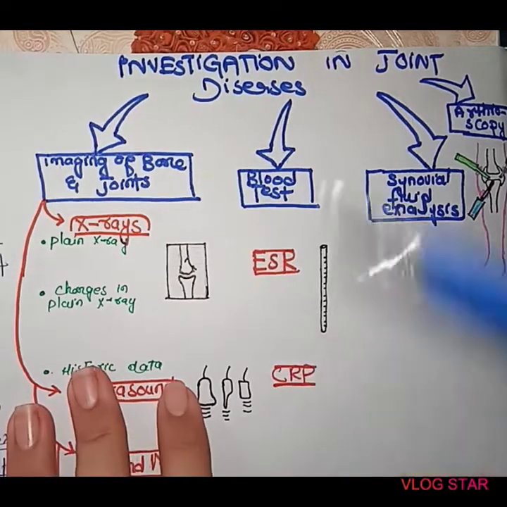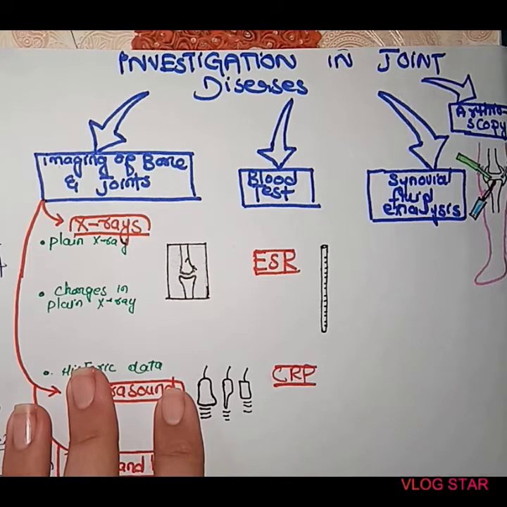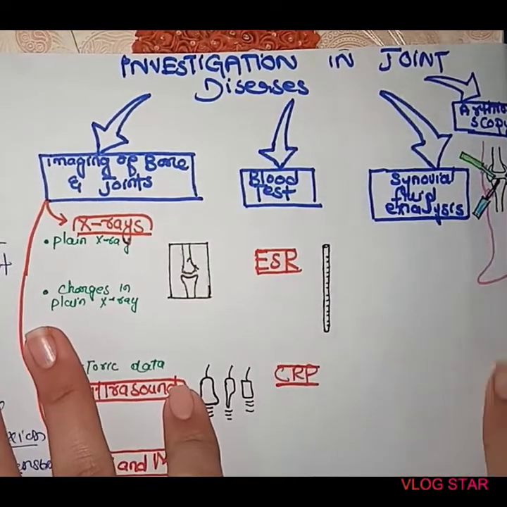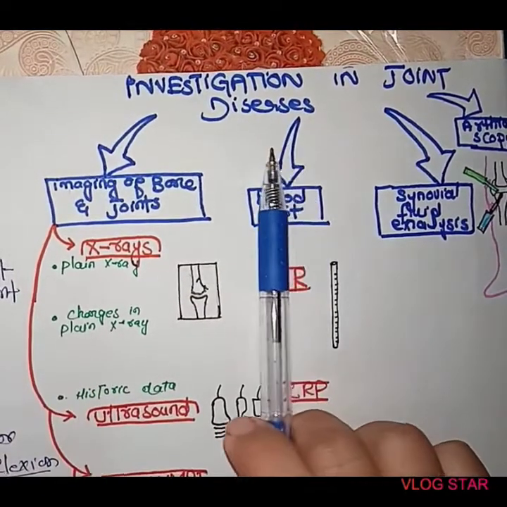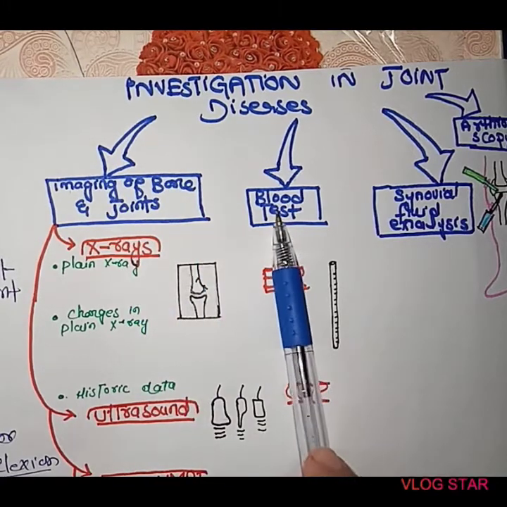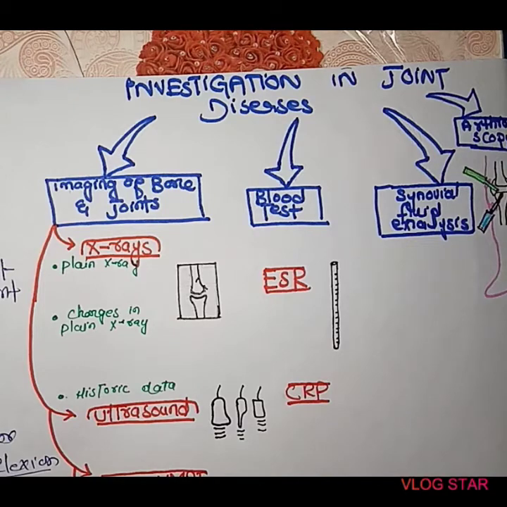When a patient comes to you and the physician observes that there is any kind of disease or joint problem, they make the appropriate or suitable diagnosis for the patient. Then they confirm their diagnosis through further investigation. The investigation process includes imaging of bone and joint, blood test, synovial fluid analysis, or arthroscopy. This is according to the patient's condition.